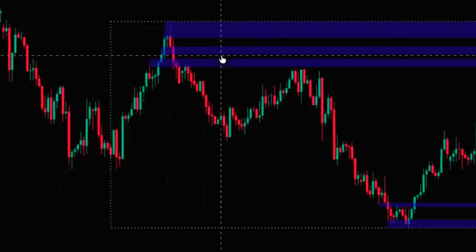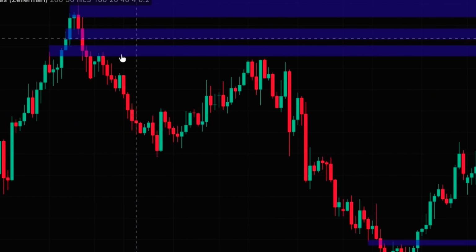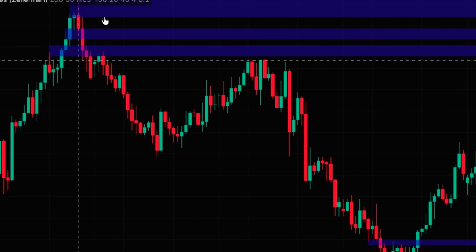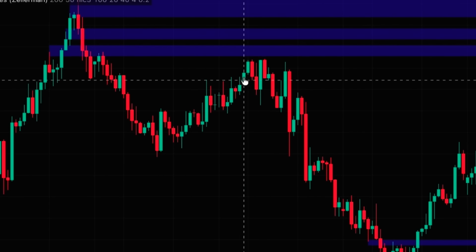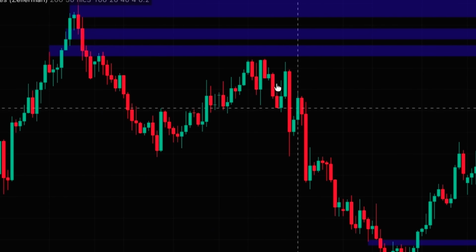Or another example here, for these zero volume gaps, there is also the formation of a fair value gap. And here also you can see how the price retraced near this zone and then fell.